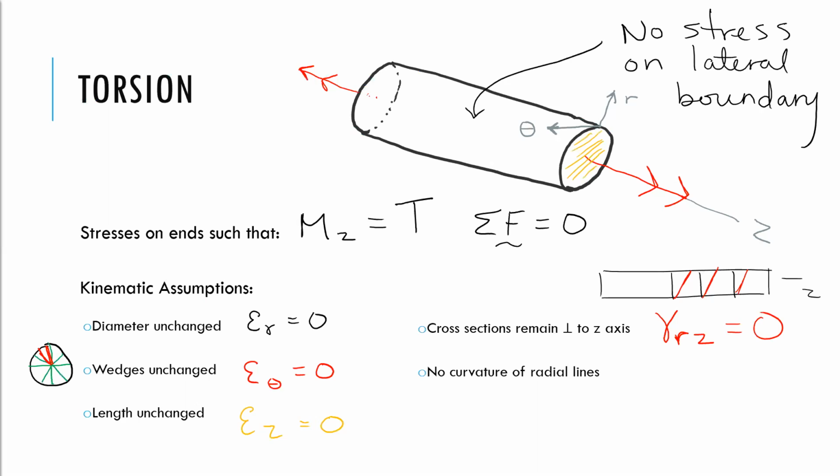All right, we're running out of things to calculate. No curvature of radial lines. So that means if you have your cross section, once again, and it starts out like this with the lines in the radial direction, what I'm saying is that those lines do not go like this. They don't curve. So what does that tell you?